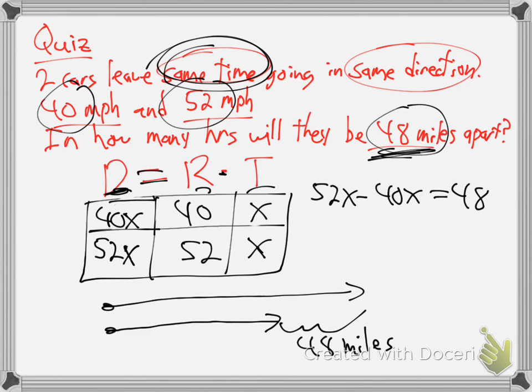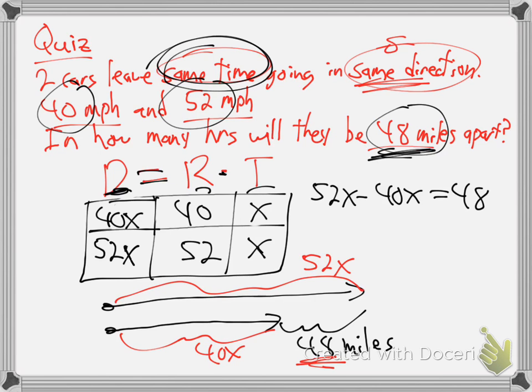Now why do I subtract? Well, two ways. First off, just look at the picture here. However far this one went, that's 52X, he's the further one. Take away how far this one went, 40X, and that difference is 48, isn't it? The difference in their 2 distances is 48, right? By the picture. I also try to give you the memory device to help: same direction, subtract. SS. Same direction, subtract. I tried to help you with that.